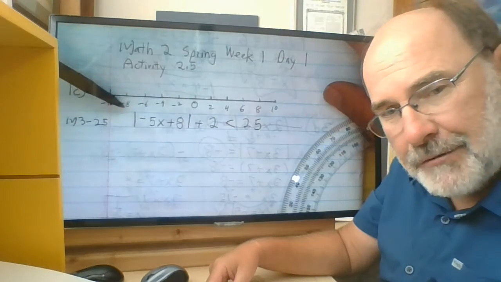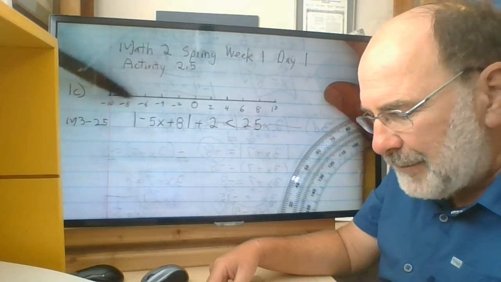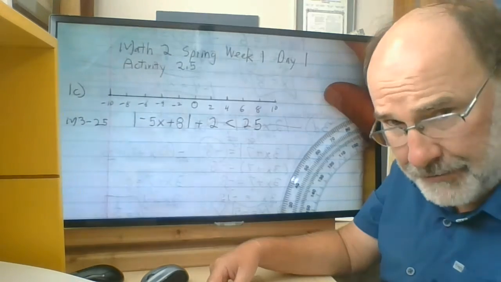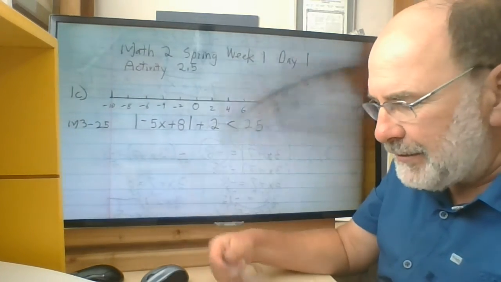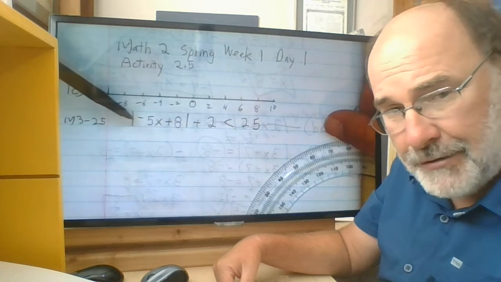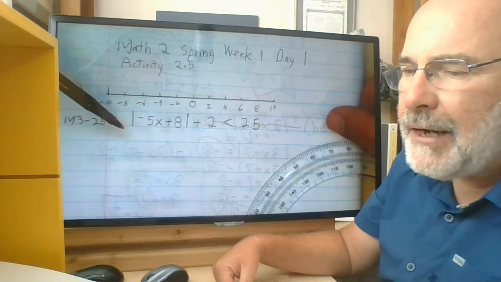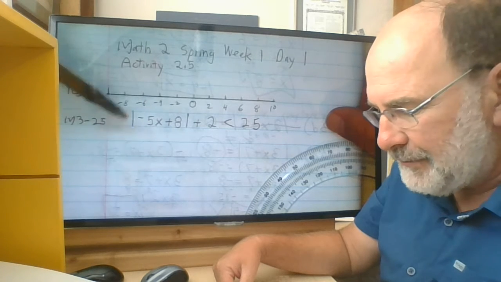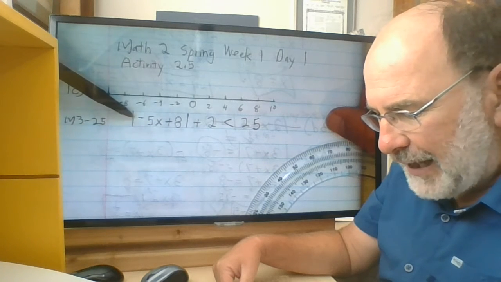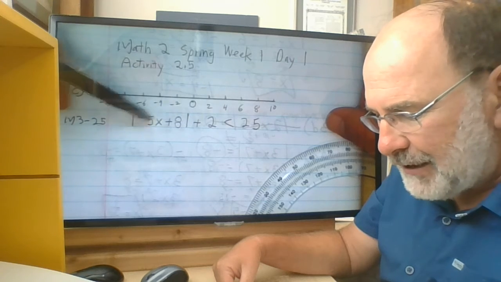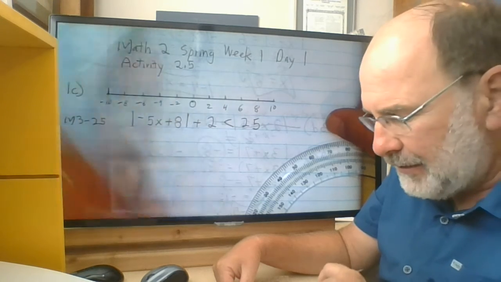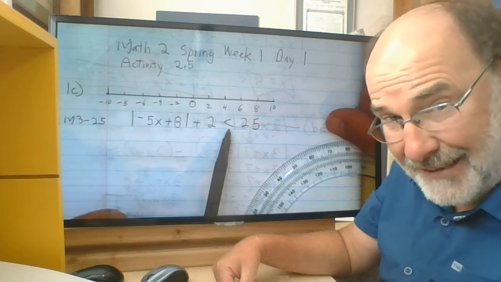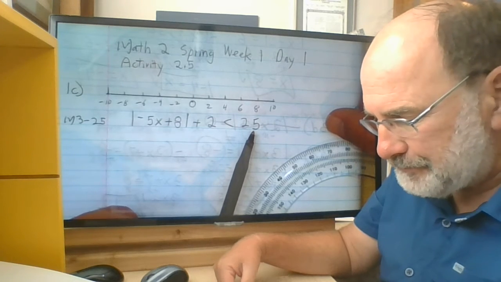So we have a one-dimensional number line. It's marked off by 2's. So it goes -10, -8, up to 0, up to +10. And it says solve the linear absolute value inequality, and it's given as the absolute value of the expression -5x plus 8, and then outside that expression plus 2 is strictly less than 25.